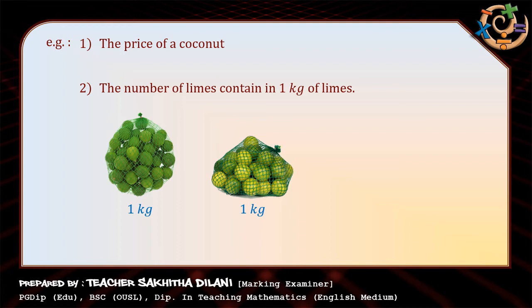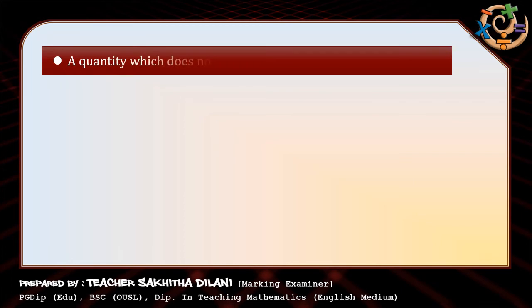Now let's see what a variable is. We have discussed that variables do not take fixed values. So, a variable is a quantity which can take any value within a certain range. You can define it in this manner too: a quantity which does not take a fixed value is called a variable.